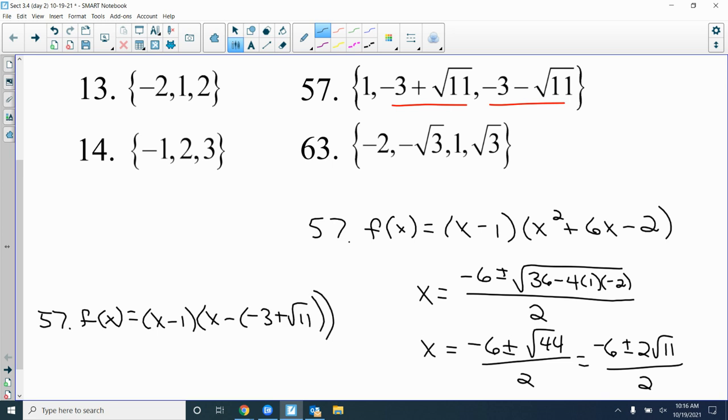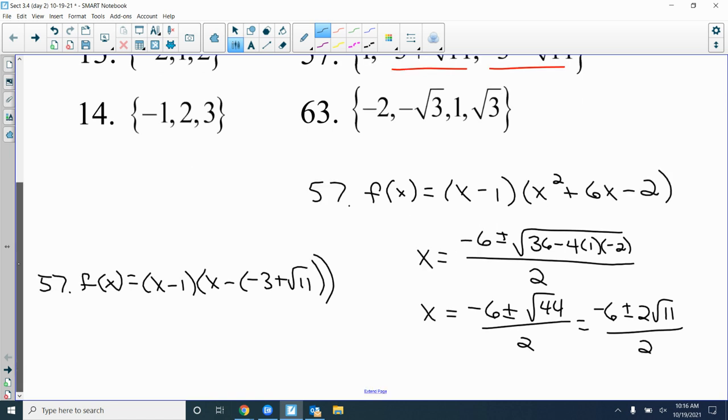All right, you always subtract the root, whatever the root is. If the root is negative 2, you subtract it to get positive 2. If the root is 1, you subtract it. If it's negative 3 plus square root of 11, you subtract it. Then we got to subtract the other one, which would be x minus negative 3 minus square root of 11. That'll come up later. All right, other questions?